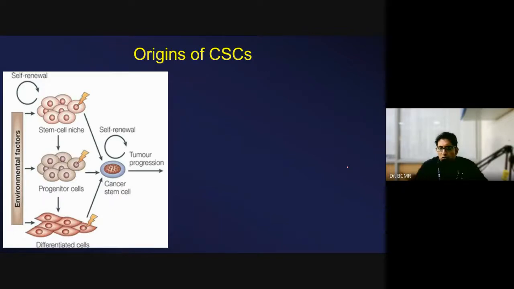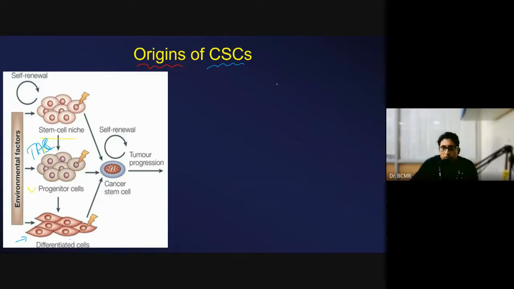So with this, I would also want to discuss the origins of the cancer stem cells. I'll switch to a different color. As I was discussing, we have the stem cells, and the stem cells will give rise to progenitor cells. You can also put transit amplifying cells in there. And then eventually they will give rise to a differentiated cell. These are functional. So where do these cancer stem cells originate?